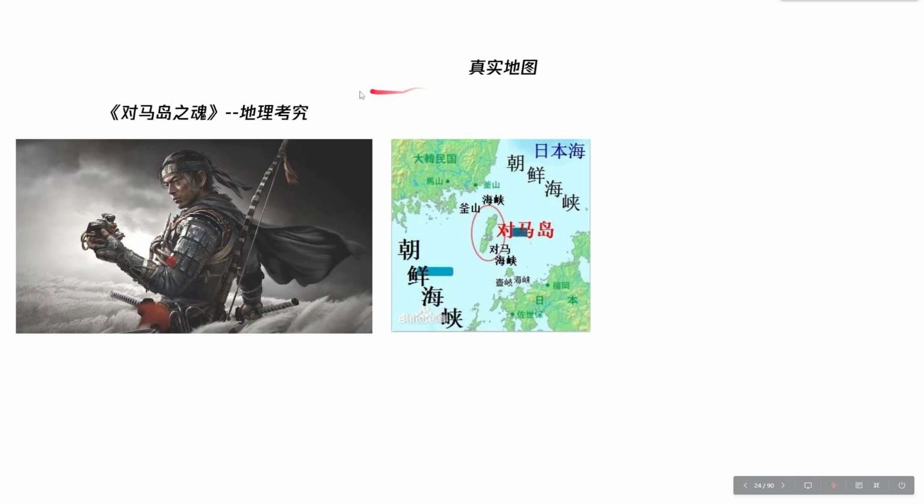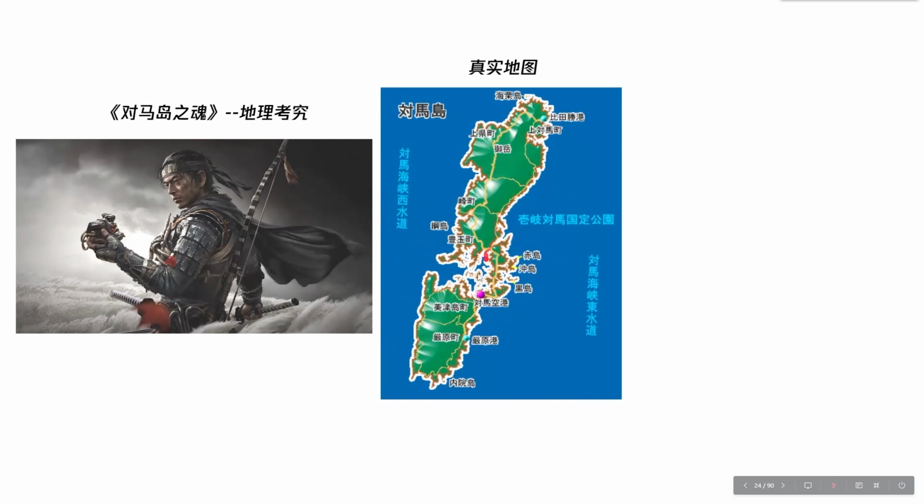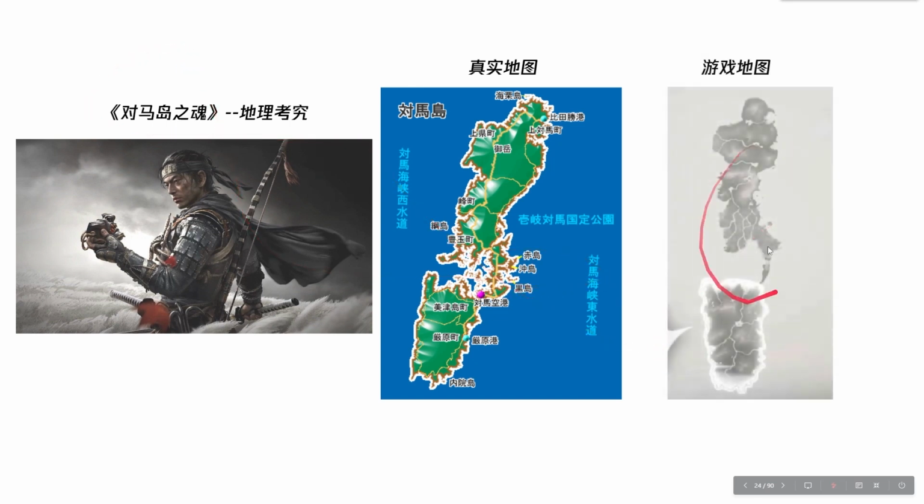Let's take a look at Tsushima Island. This Ghost of Tsushima game is very serious about geography. If you have played this game, let's see the actual map of Tsushima Island. It has two islands, the upper island and the lower island. This is the real map of that.